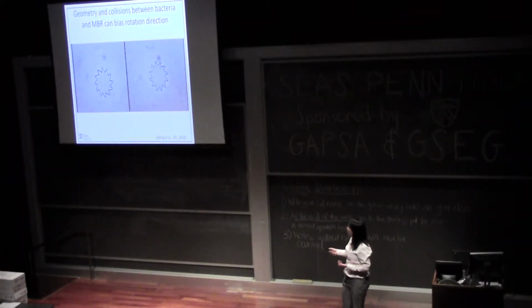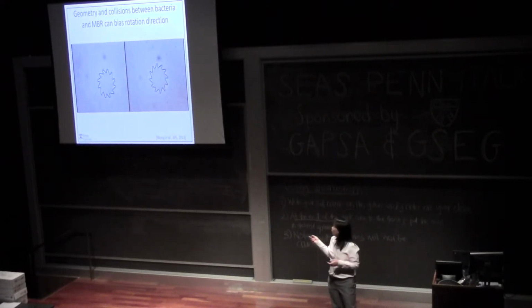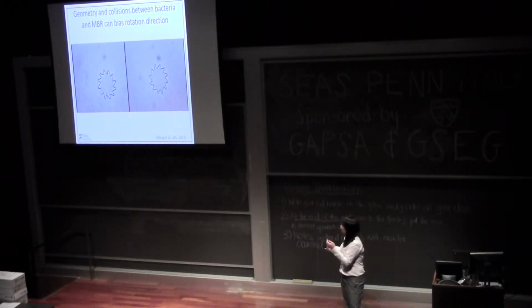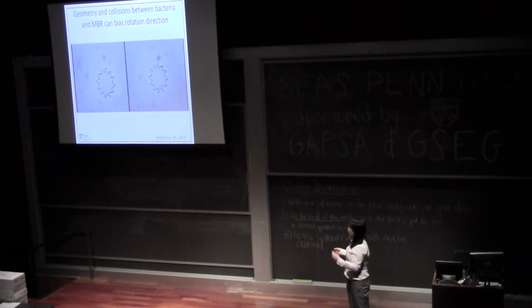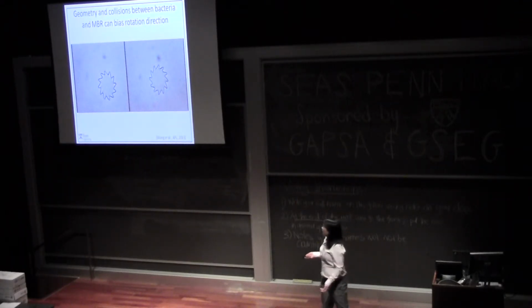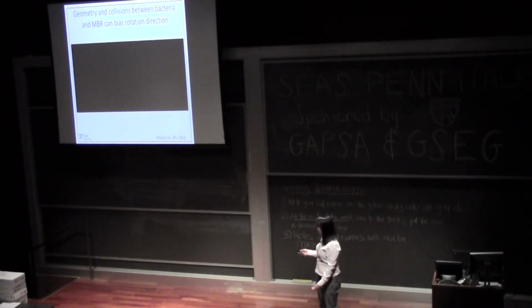So another way that we can actuate microbiorobots is using collisions with the walls, bacteria collisions with the walls of the MBR. So in this case, there are no cells attached, but the cells are colliding with the walls. And so with asymmetric geometries, we can actually bias rotation directions, such as in the case on the left, rotating clockwise, and in the case on the right, rotating counterclockwise.